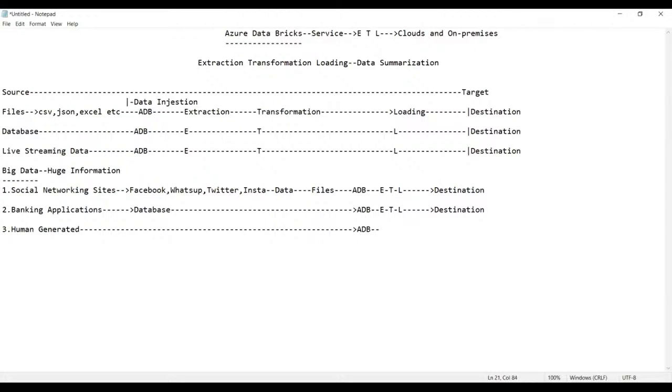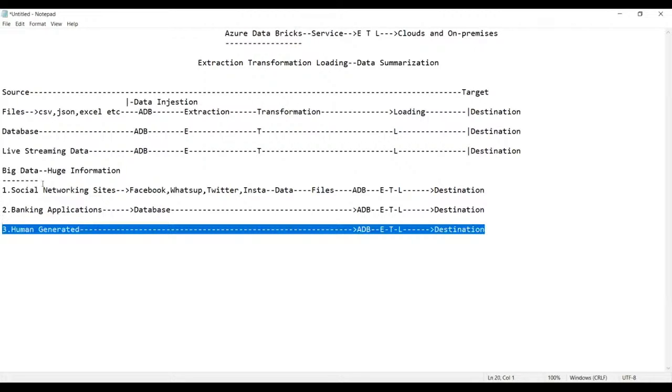And from the ADB, we perform the job of what? Extraction, transformation, and loading. And ultimately, finally, we load the data towards a destination. This is the destination you load it to.